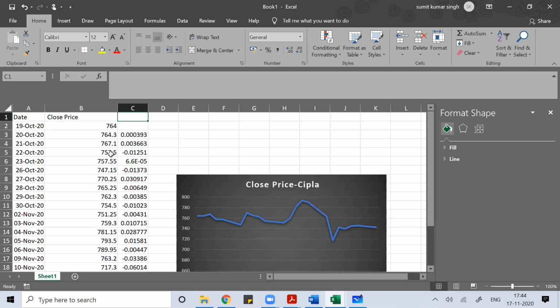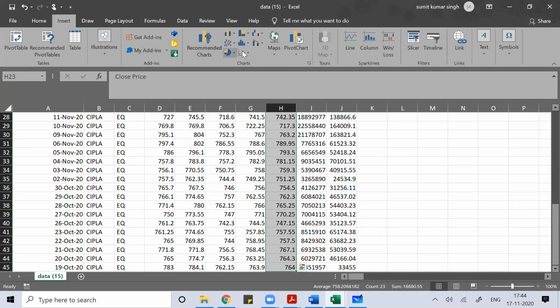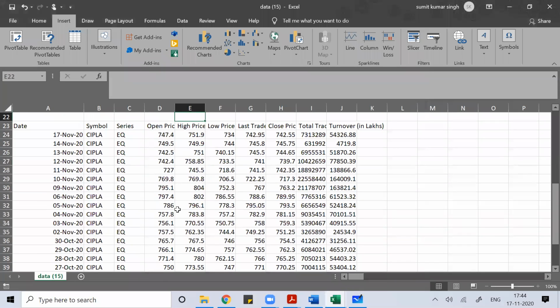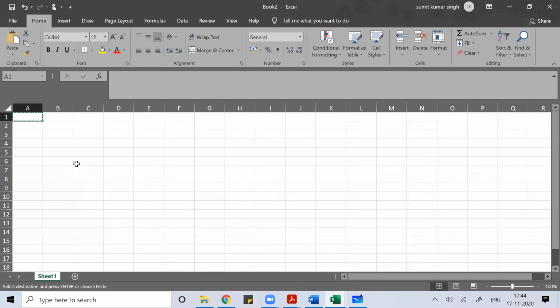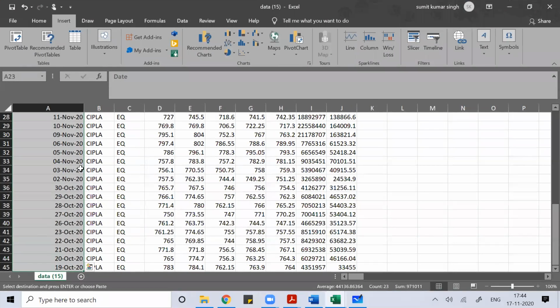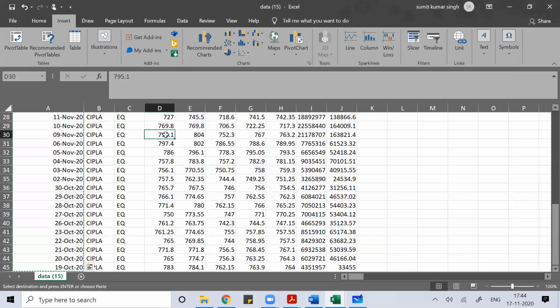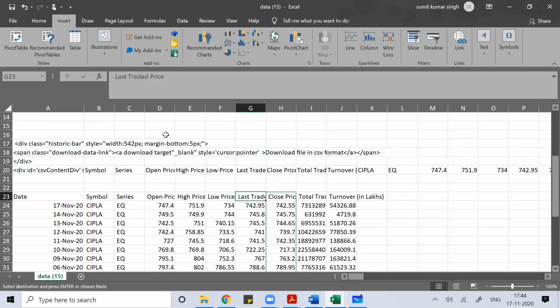So this is just a line diagram which you can draw by considering the closing price of the stock. Along with that, if you go to Excel, a lot of charts are there. Under stock, you can draw these charts. Here you need high, low, close. Let me take the date, then high, low, close. The last traded price goes in as closing. Take this data.